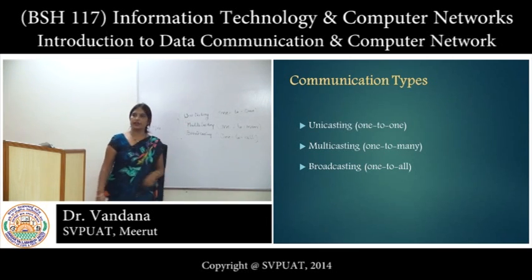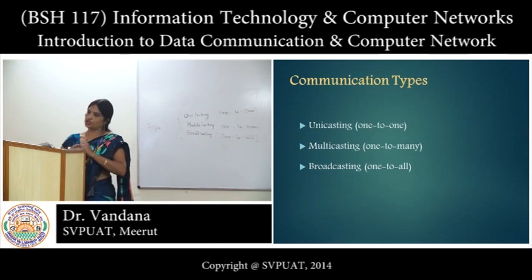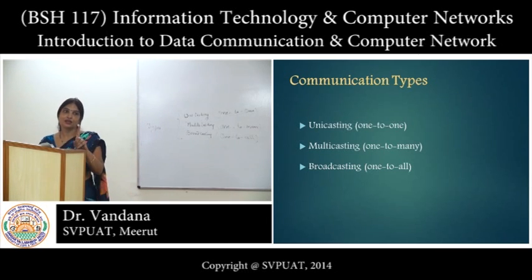In unitasking, a dedicated line is there which connects only two nodes, and communication can be taken between two nodes only. But if we talk about multitasking, it means one is sender and receiver could be more than one. And in broadcasting, sender is one and receiver are all. So radio could be the best example of broadcasting.